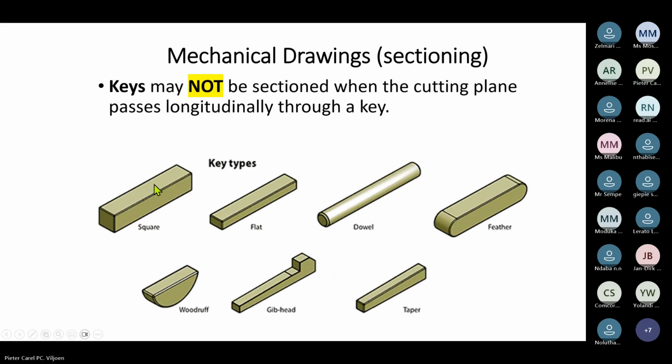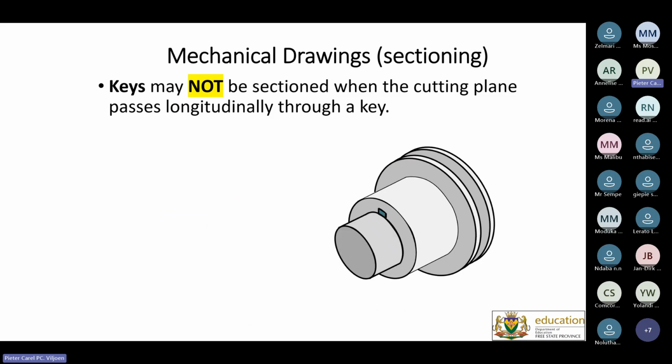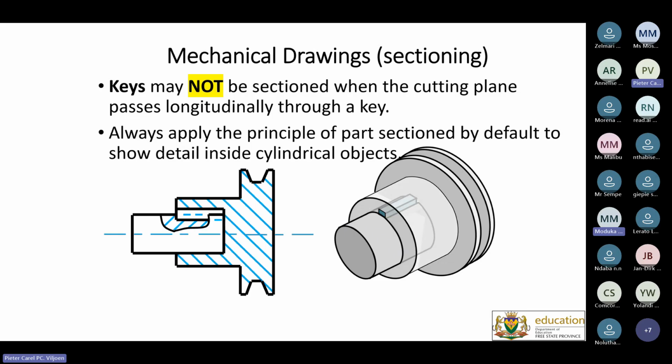Keys. These are the different types of keys that you can get: Woodruff keys, cube head keys, and the square or rectangular flat key are the most obvious keys that you will get. No hatching is to be applied on this part over here. That's the purpose of the key, just to indicate to the learners and show them how it works as a unit. So therefore it's inside there.